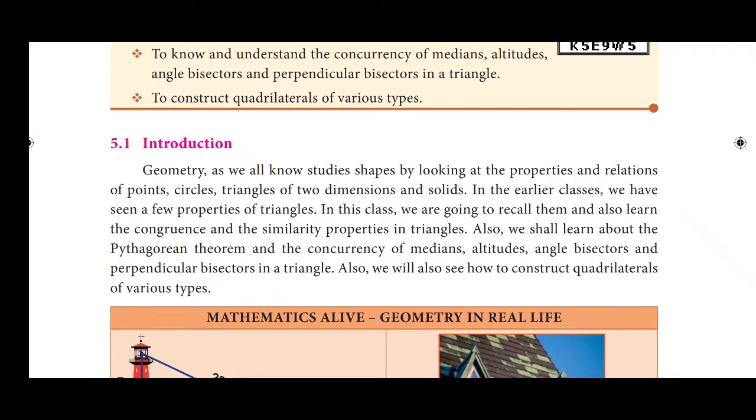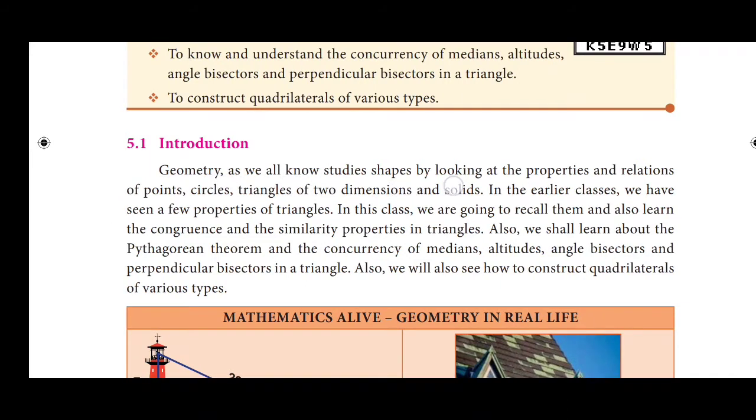So listen. Introduction. Geometry, as we all know, studies shapes by looking at the properties and relations of points, circles, triangles, and two dimensional solids. So in geometry we study what? Shapes. In a simple way, we can say it is the study of shapes and the properties and relations of points, circles, triangles, then two dimensional solids. These are the shapes we will learn in geometry.